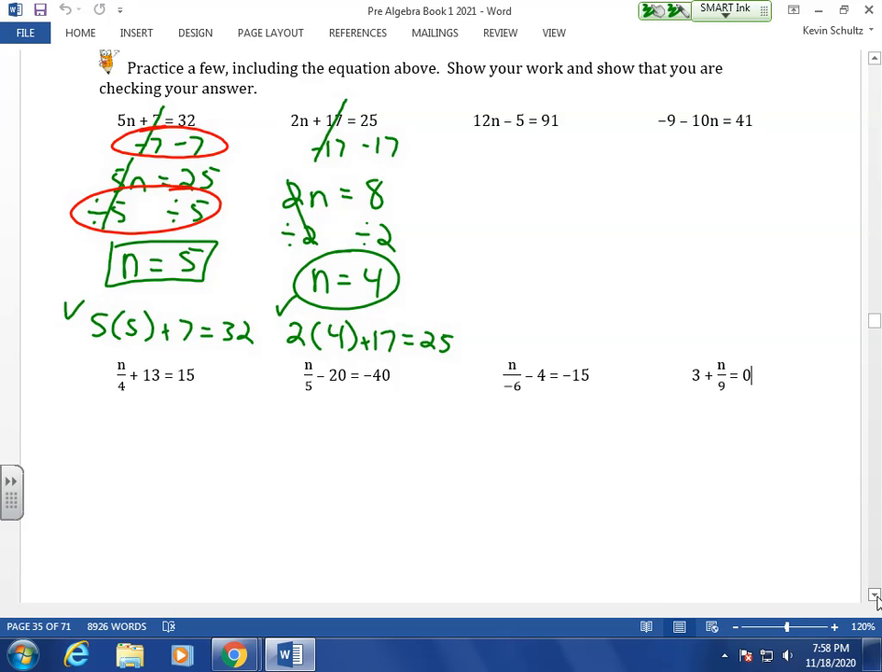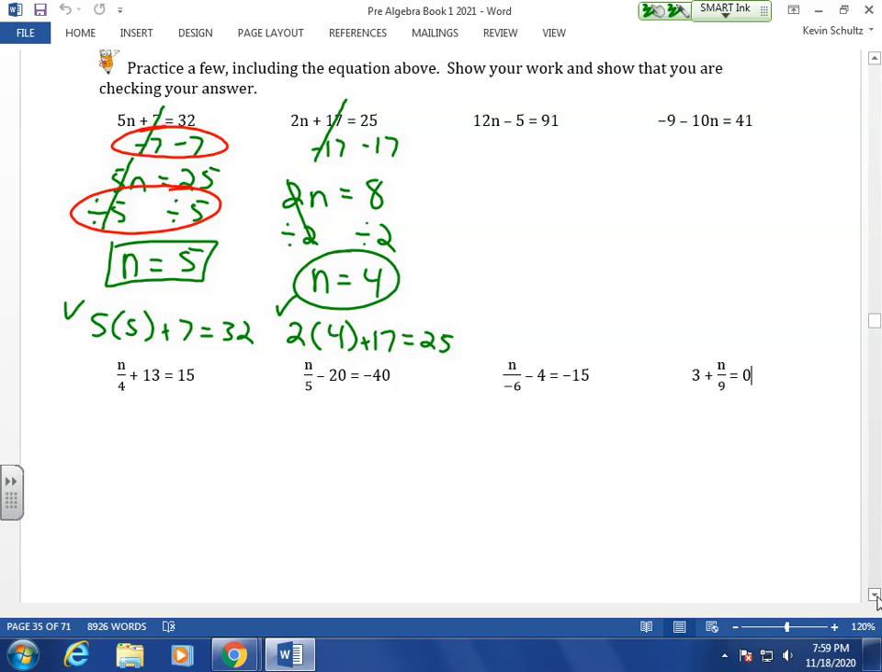The next one, we'll do 2 in the next row as well. Get some division here. N divided by 4 plus 13 equals 15. Again, we're going to start with that constant. We're adding 13. Actually, you know what? Let's do the next one because we haven't done one with subtraction yet. So n divided by 5 minus 20 equals negative 40.